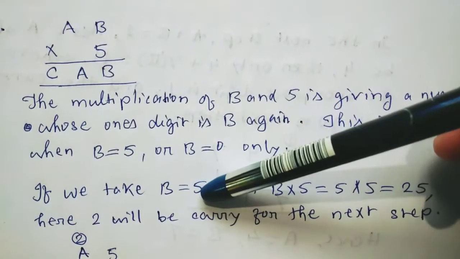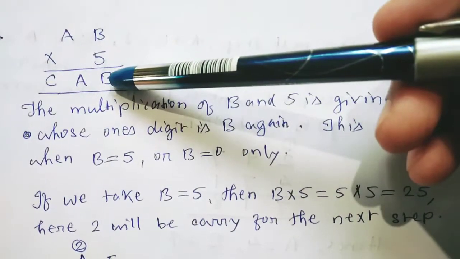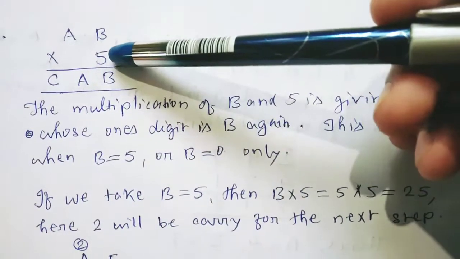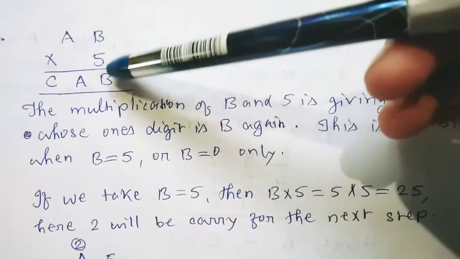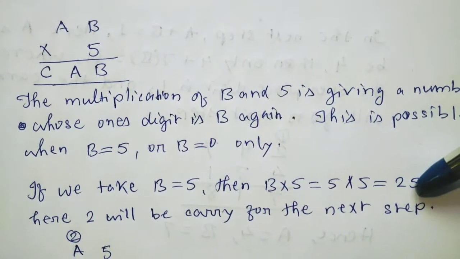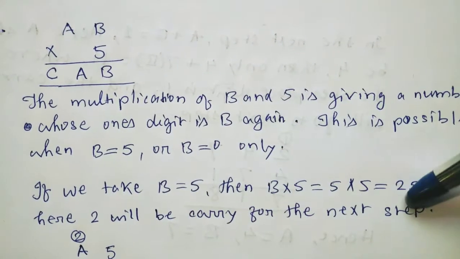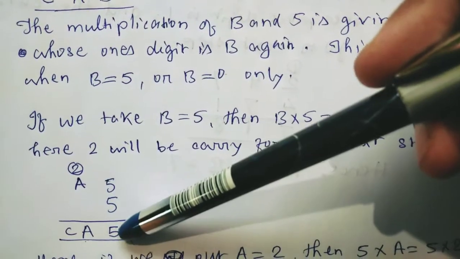If B equals 5, then 5 is coming here, yes, because 5 into 5 is 25. Here the ones place 5 is coming, 25, 5 is coming here. The 2 will be carried for the next step. This 2 will go in the next step. I have written it here. So 5 into 5 is 25.